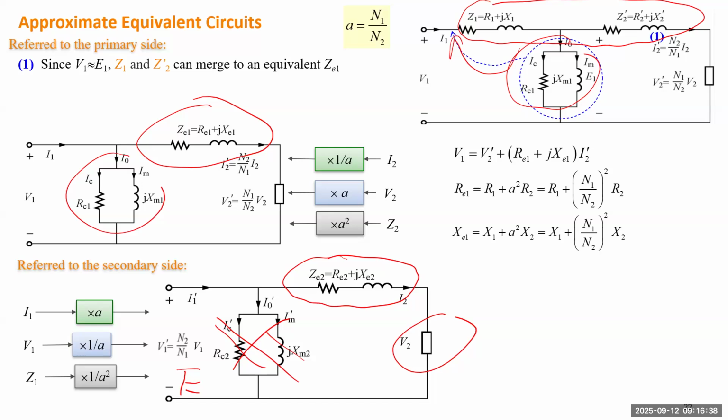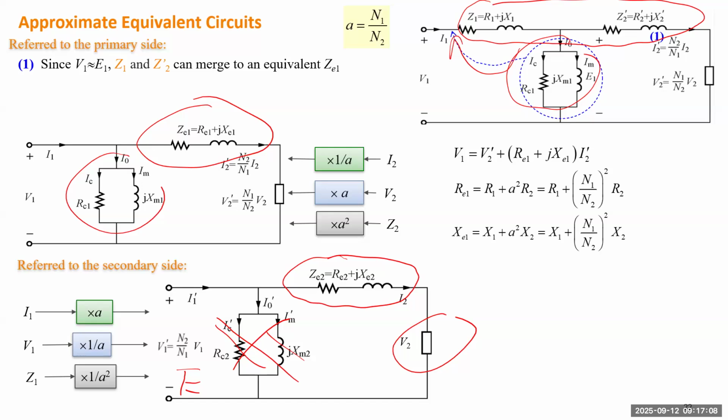But the only thing different here is you do need to decide on which side you want to transform, because you can either transfer everything to the secondary side, and right now the voltage will be taking the secondary side voltage. If you move everything to the primary side, all the voltage will be based on the primary side voltage. You do need to keep that in mind.